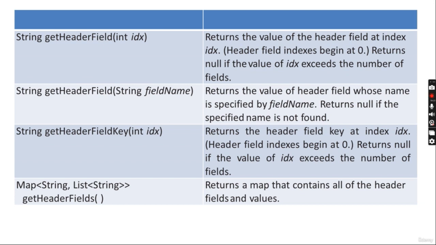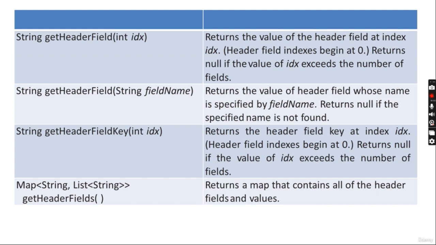String getHeaderField(int idx) returns the value of the header field at the index idx. Header field indexes begin at 0. It returns null if the value of idx that you have provided in the brackets exceeds the number of fields.